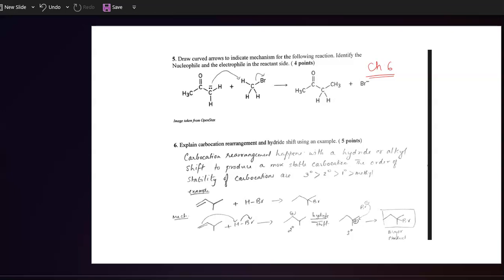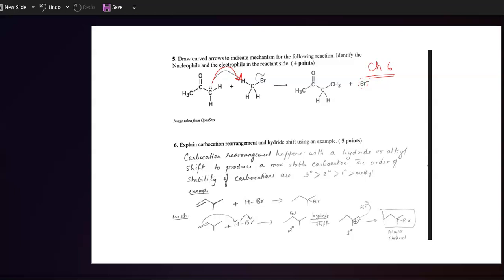Since the product is shown here, the arrow should be drawn from the negatively charged species to the proton. Okay, and then the bromine is coming out. So that is how the products are shown here, with the bromide having all 8 electrons around it, 4 pairs, and then we have the main organic product here.